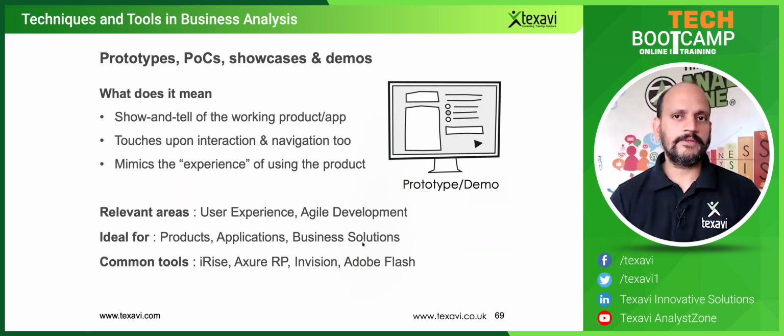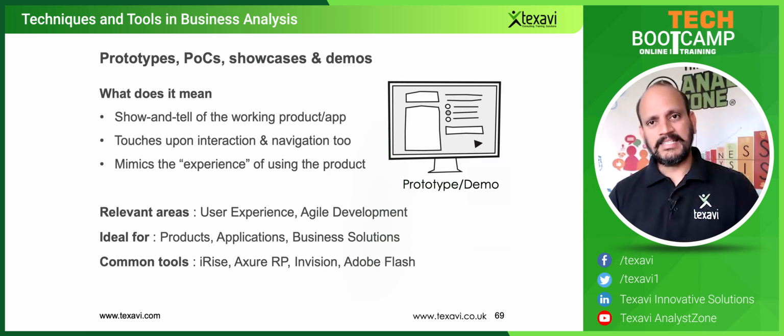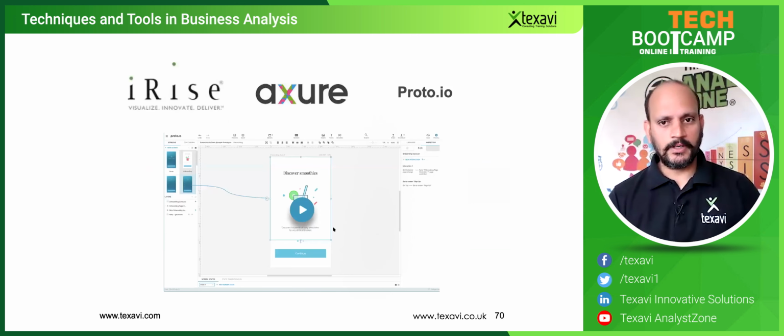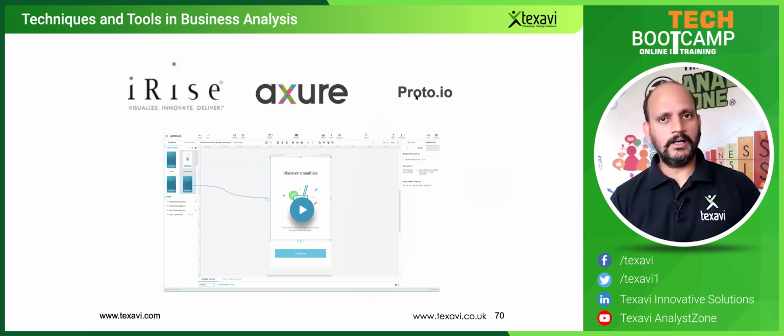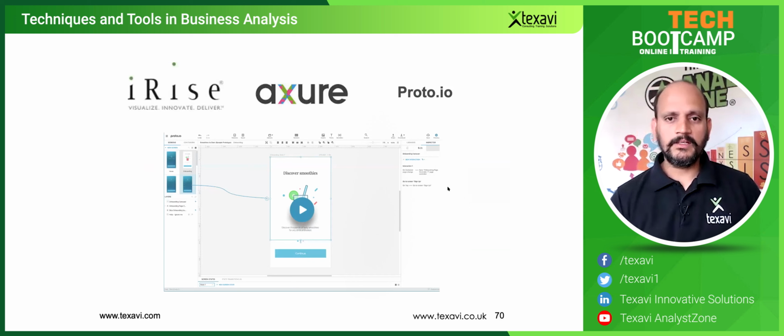Prototypes, again, are advanced versions of the wireframes. Till now, we have seen static versions. Prototypes have the interaction, the kind of dynamism involved. So you move from one page to another page, and something happens on the screen. You can use iRise, you can use Axure RP, you can have Proto.io, which is again an online tool like Gliffy. So we can use all of these to create prototypes.